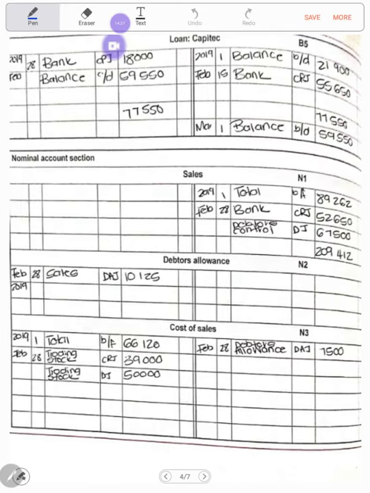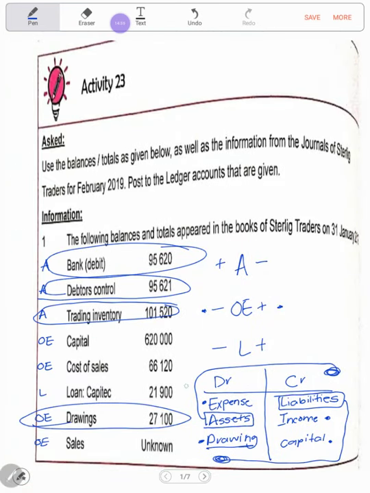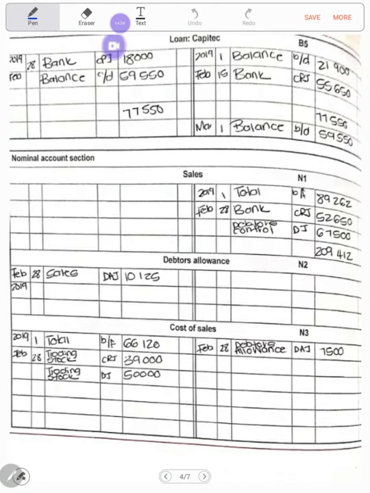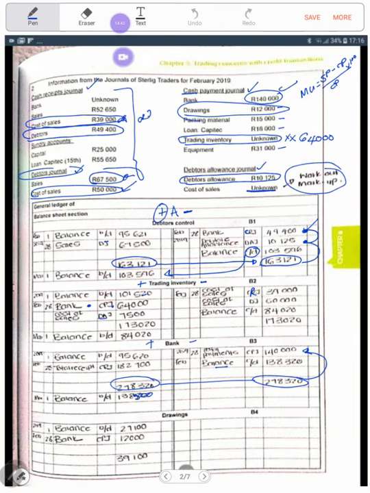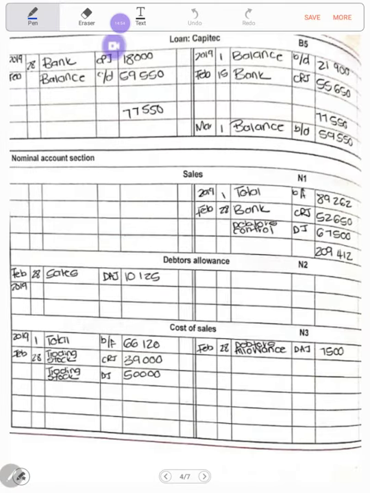Moving along, a loan is a liability. Did we have a balance brought down? Yes, we did. 21,900 balance brought down. Did we pay our loan in our CPJ? Yes, we did. We paid a loan worth 18,000. Did we receive a loan? Yes, we did. 5,650. So remember, loan is a liability. When we pay our loans, it will decrease on the debit side.